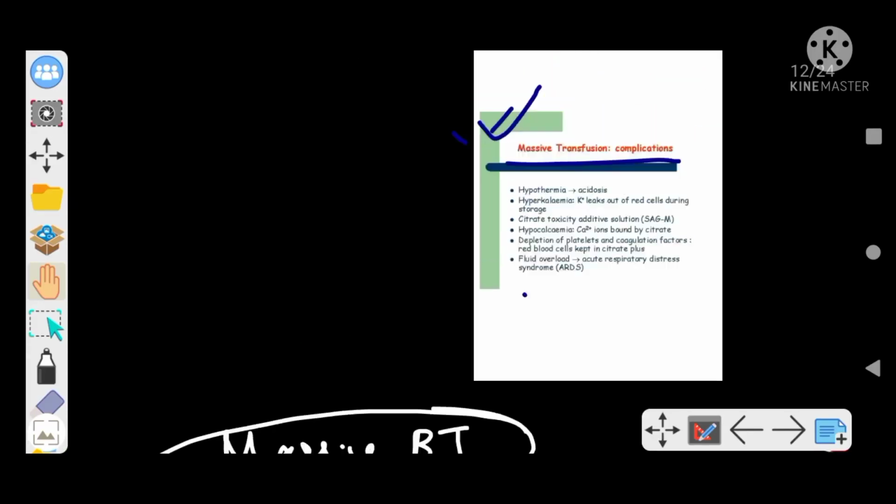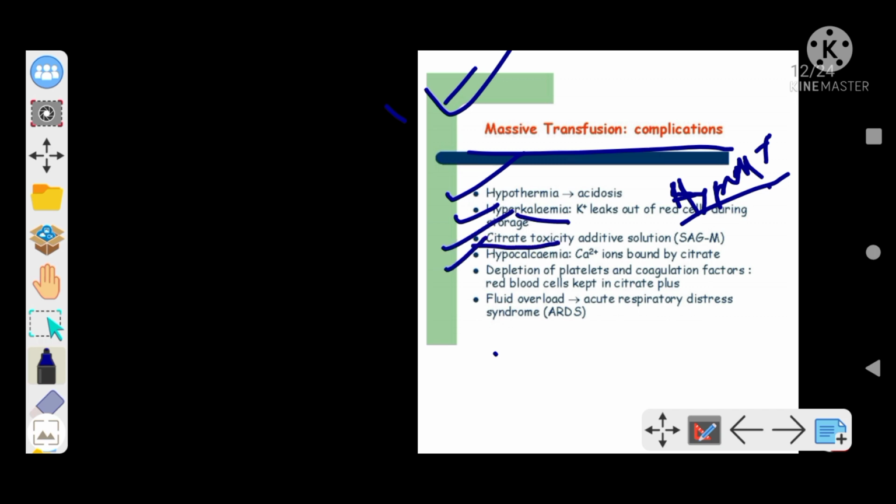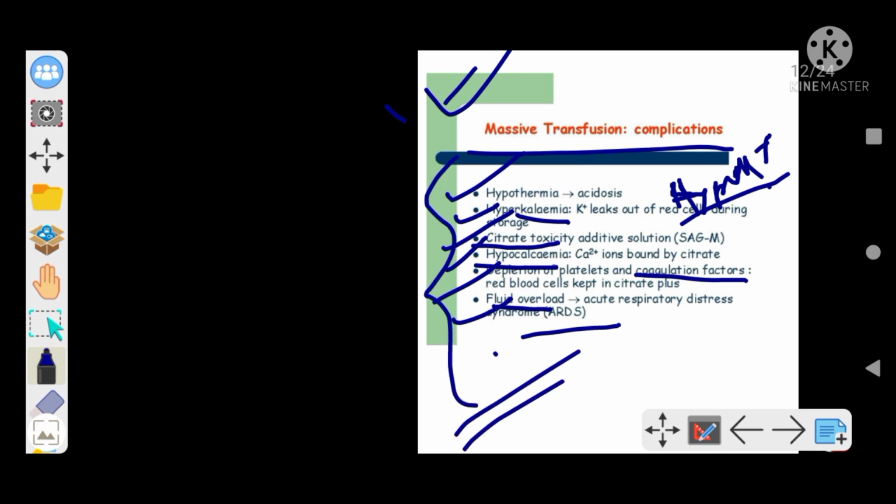Now we will go back to the slide. Here we can see the complications, and this will be easy for you now, because now you can relate to it, right? Hypothermia leading to acidosis, hyperkalemia is there, hypokalemia is also there. They have not mentioned it, but I would like to mention here that hypokalemia is also there. Everything is hypo, only one thing is hyper, hyperkalemia, right? Citrate toxicity, of course, is there. Hypocalcemia is there, correct? And depletion of platelets and coagulation factors, that is coagulopathy, and fluid overload leading to ARDS, right? Acute respiratory distress syndrome. Every point is important, and the rest of the things we have discussed, right?